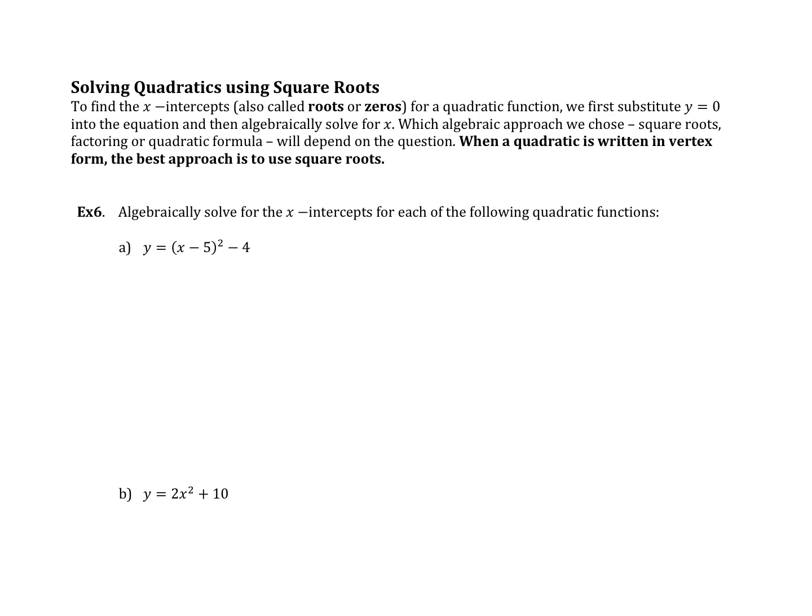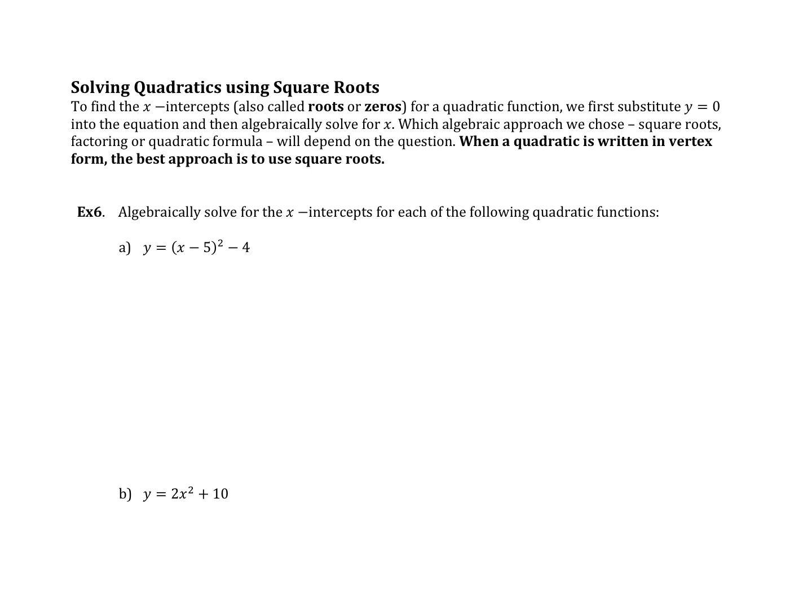Okay, solving quadratics using square roots. All right, so this is more of a non-graphing kind of endeavor. To find the x-intercepts, also called roots or zeros, we're going to use those terms a lot. The x-intercepts are where it crosses the x-axis, and this is what you did mostly last year. We first substitute y equals 0, and we solve and see when x makes it true. Which algebraic approach we choose, square roots, factoring, or quadratic formula, will depend on the question. Some strategies are going to be simpler or more straightforward compared to others throughout this unit, and picking the correct strategy is going to be a valuable skill to have.